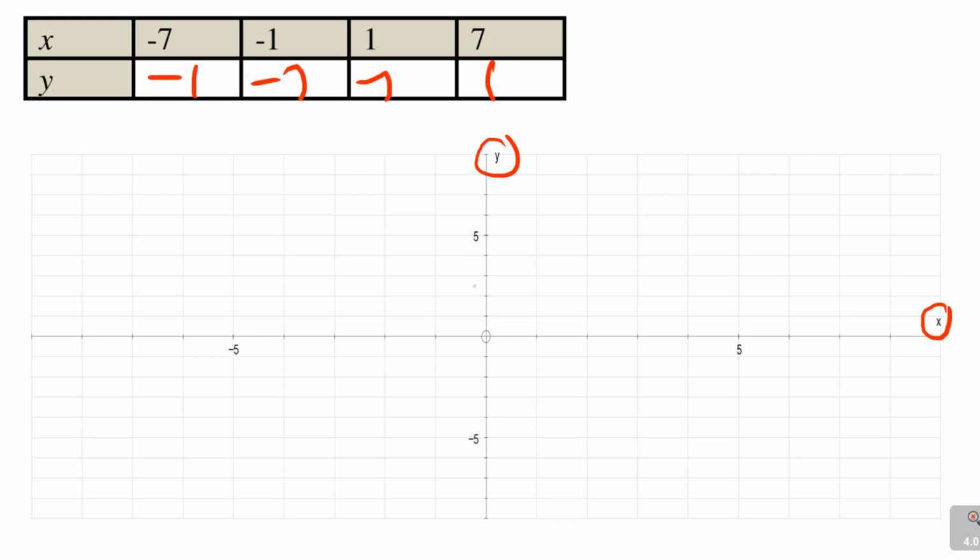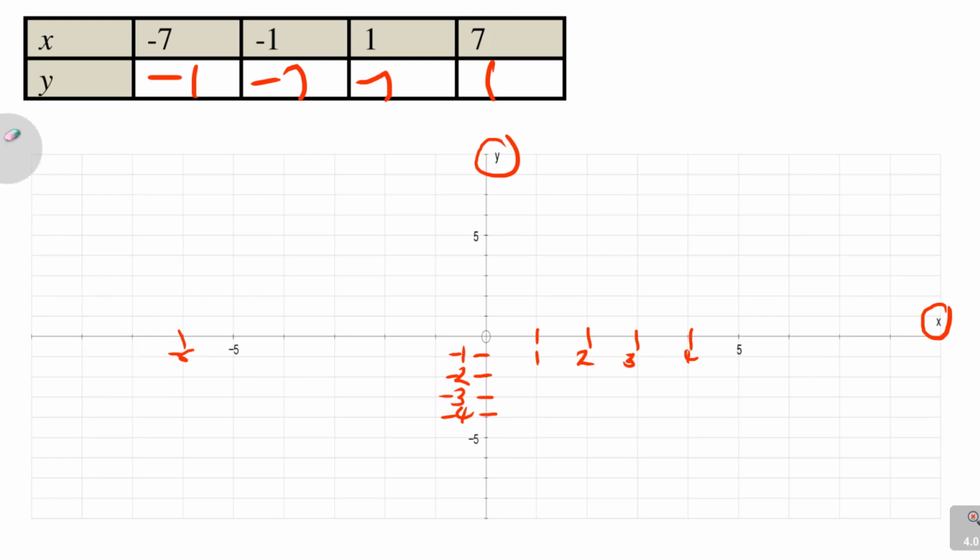But look, it says each unit. So this is 1, you see that? This is 2, this is 3, this is 4, so that is 5. So now if they're saying x is minus 7, so minus 5, minus 6, there is minus 7, and y is what? Minus 1. So there again, here is negative 1, negative 2, negative 3, negative 4, negative 5. So if x is minus 7, there is minus 1.